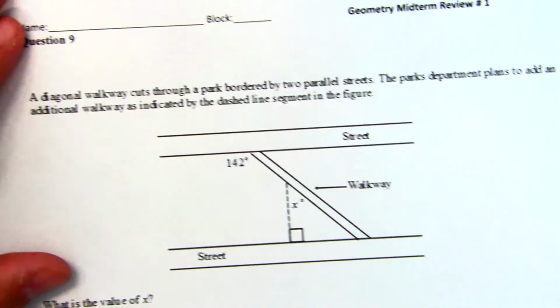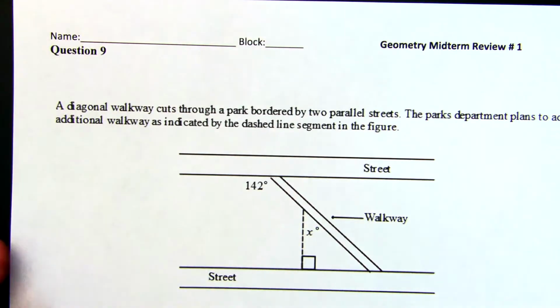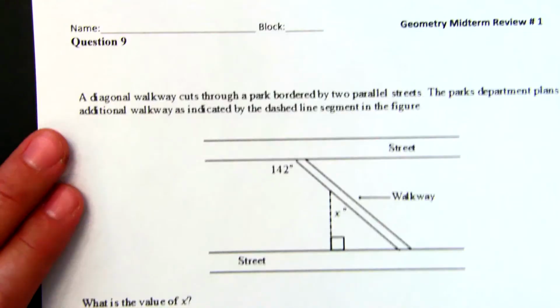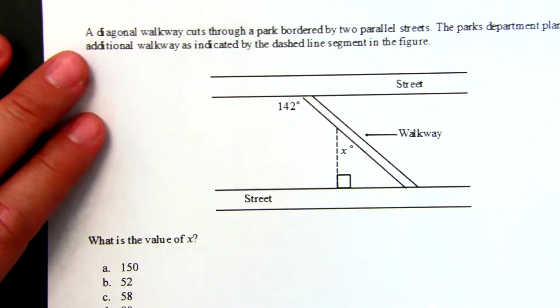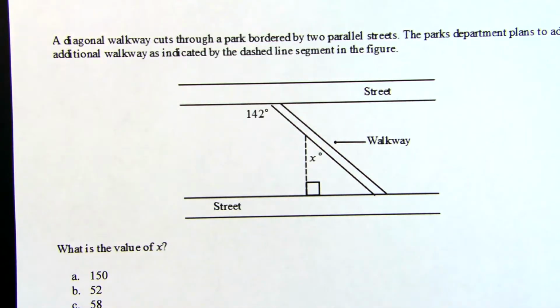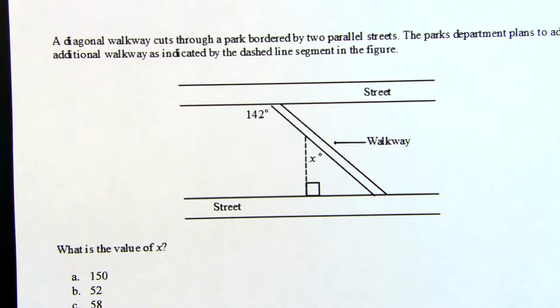Alright, third video, doing midterm review number 1, so I'm on question 9. A diagonal walkway cuts through a park bordered by two parallel streets. The Parks Department plans to add an additional walkway as indicated by the dashed lines in the segment in the figure. What is the value of x?